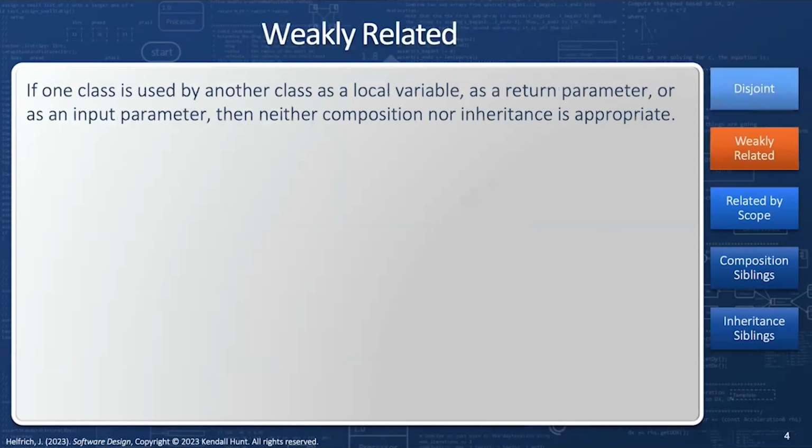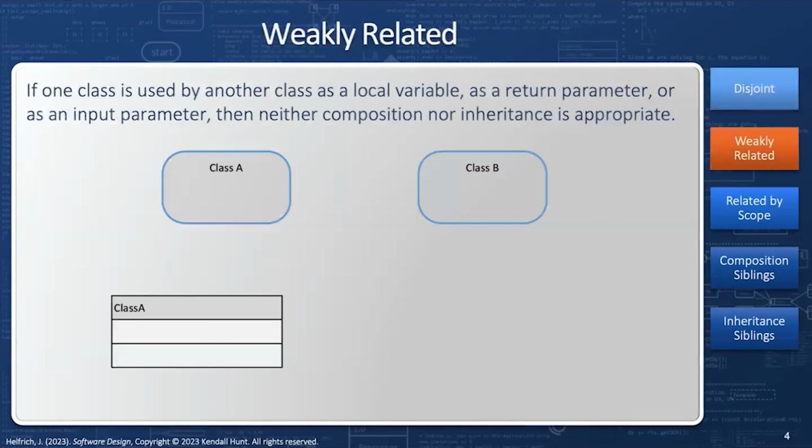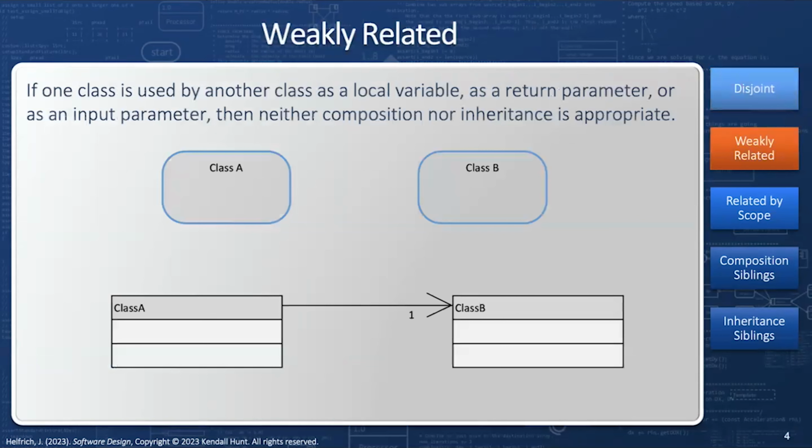The next is they're weakly related. If one class is used by another class as a local variable, as a return parameter, or as an input parameter, then neither composition nor inheritance is appropriate. So I have class A and class B. Once again, they're unrelated by the Venn diagram. However, when I look at the class diagram, there is association.